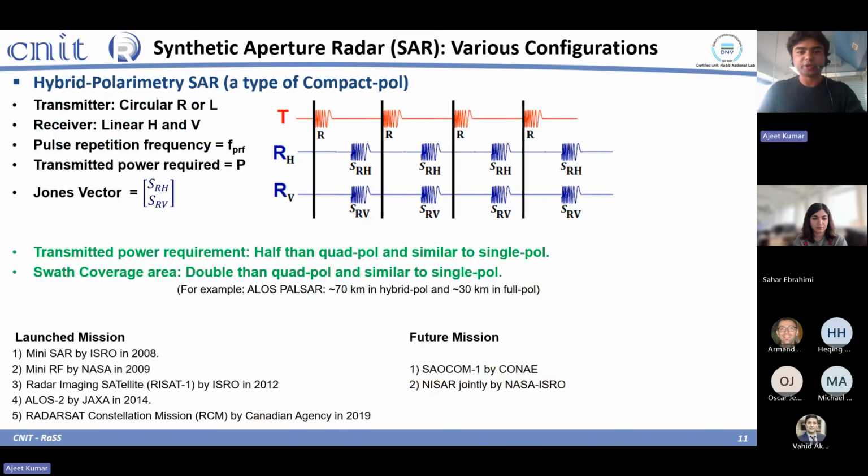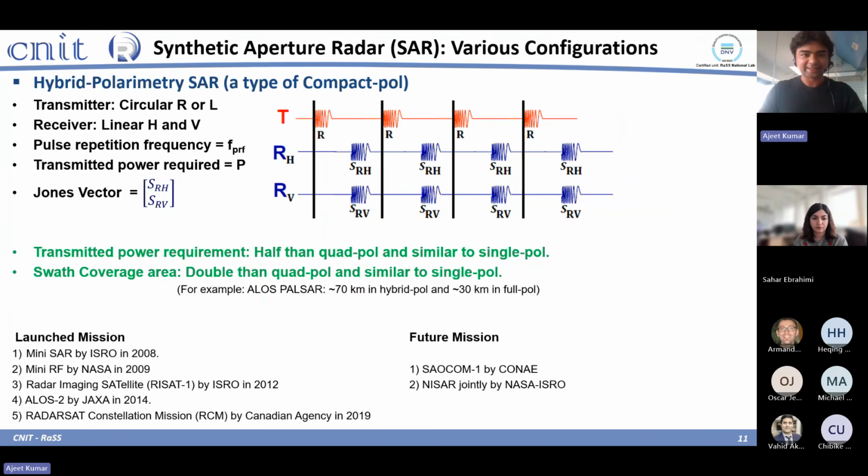The researchers came to the solution that we can transmit one polarization and receive two orthogonal polarizations, so that in one time slot we are transmitting one polarization, we are somehow retaining the swath coverage area, and we are also acquiring some of the polarimetric information. For sure, this polarimetric information will not be equivalent to full polarimetry, but it is much better than single polarimetry.